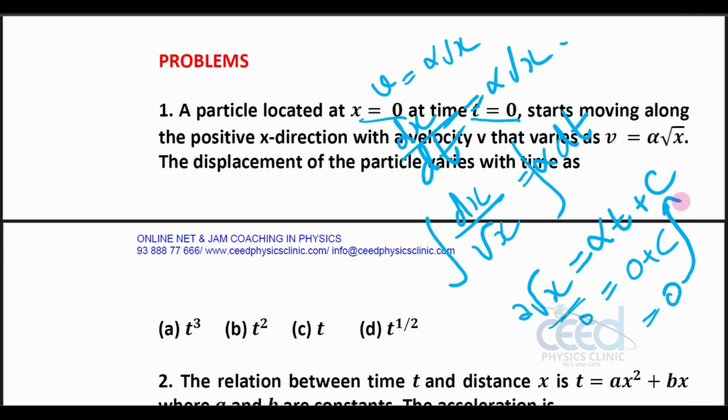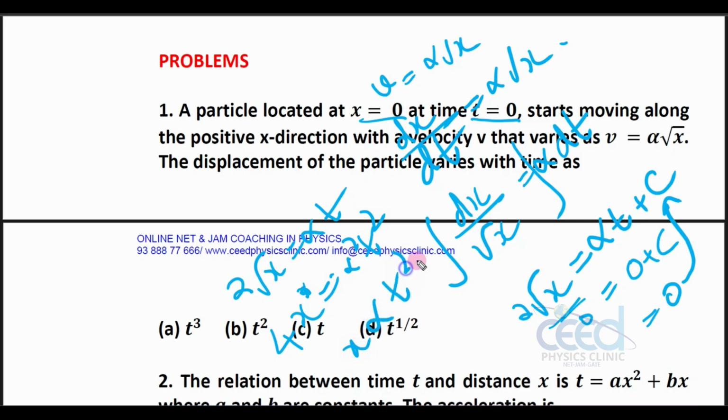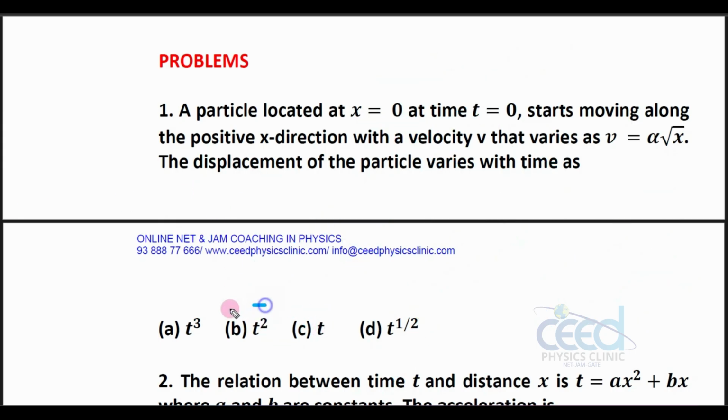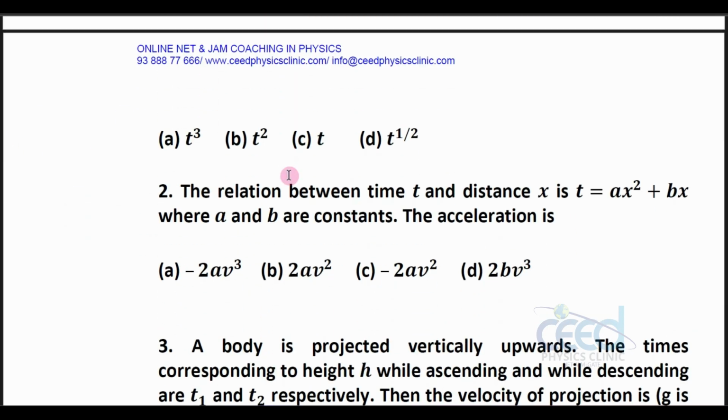That value we substitute here, then 2 root x equal to alpha t. Squaring both sides, 4x is equal to alpha square t square, then x is proportional to t square. Displacement is proportional to time square. Option B is correct, right? Now let us go to another question.